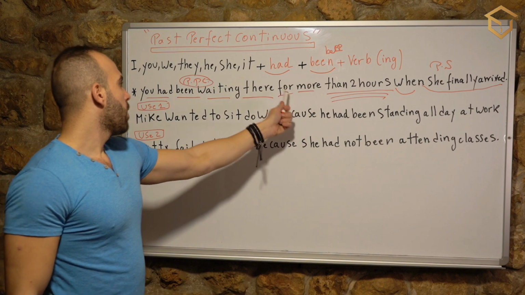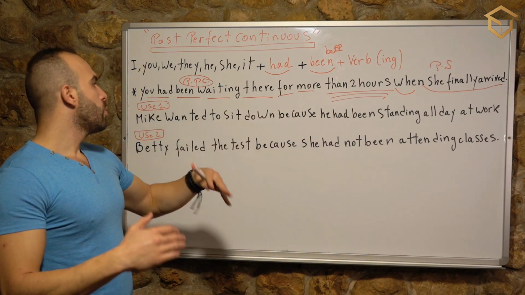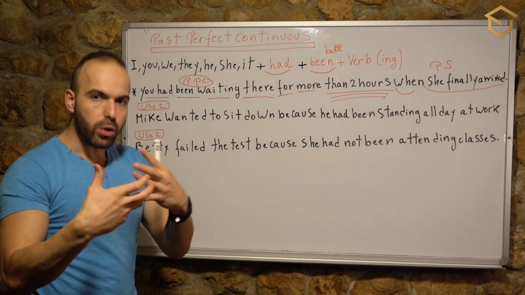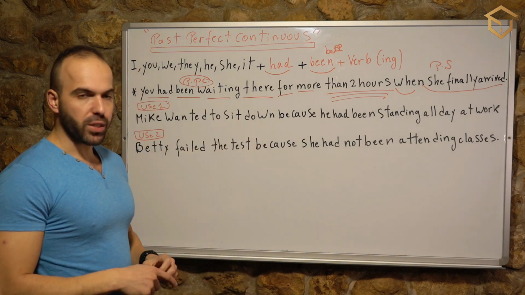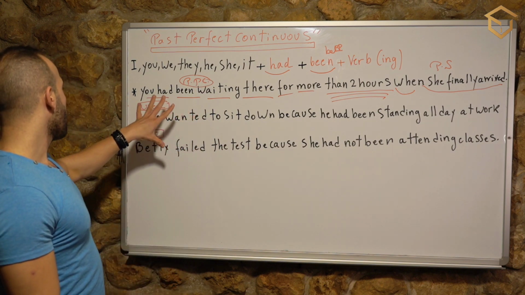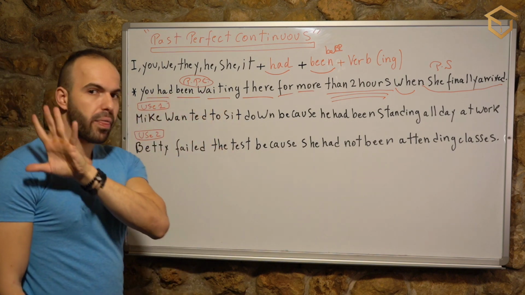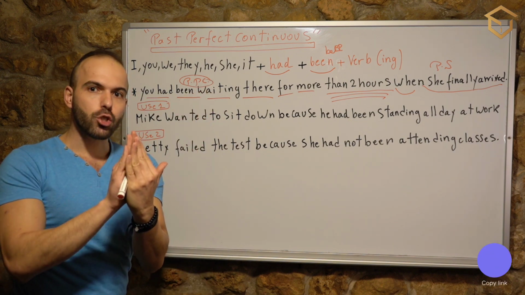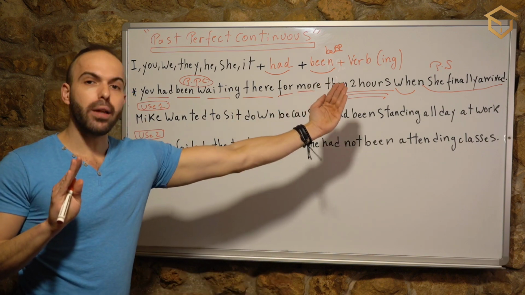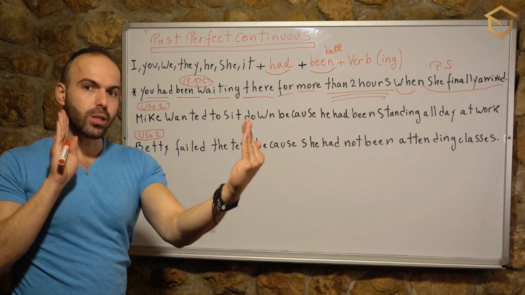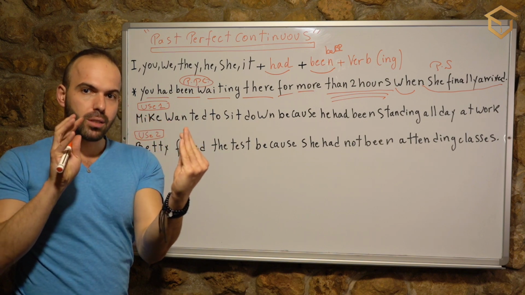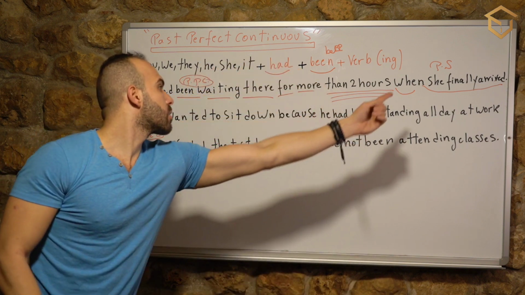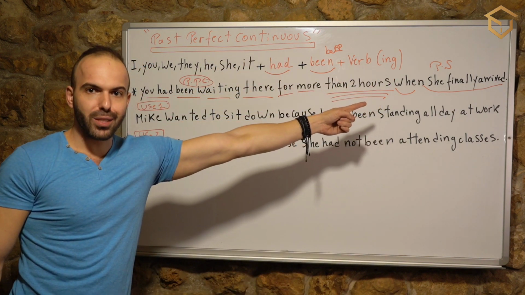And by the way, the specific time here, like for example, using for more than 2 hours, for more than 2 days, when we have a more specific time, we quite use it with the past perfect continuous. So as you can see, that person has been waiting there for more than 2 hours. But that action stopped when she finally arrived. Do you understand what I'm talking about? So that specific action happened and then it ended before something else. And that's when she finally arrived.